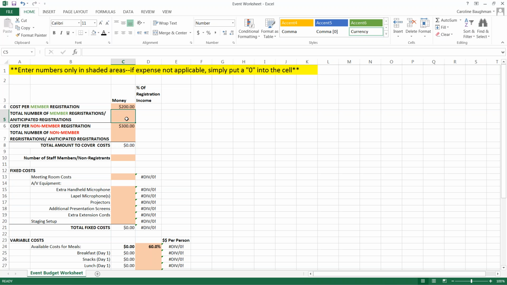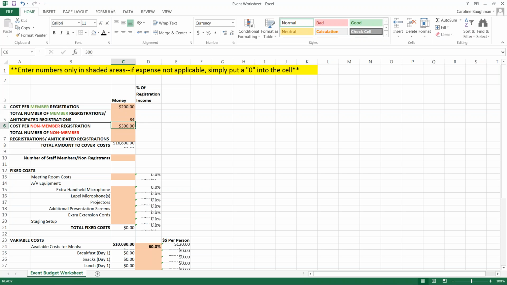In our particular case, and I'll walk you through a sample case, we are going to be hosting an event, and our member registration is going to be $200, and our non-member is going to be $300. And this is a multi-day event with upwards of 12 contact hours. So we generally charge about this much for that much continuing education. So based on last year's numbers, as we move into this event, we'll go with 84 members and 41 non-members.